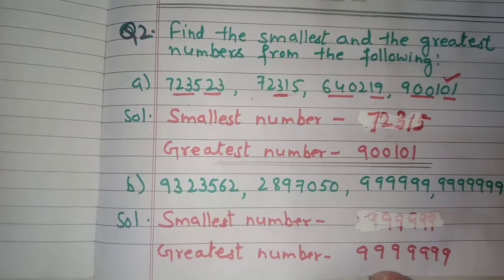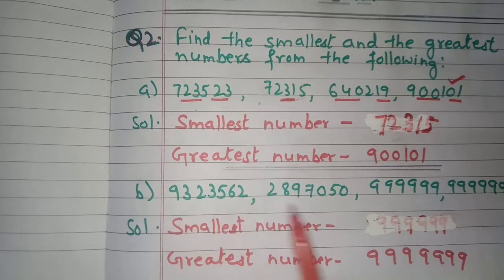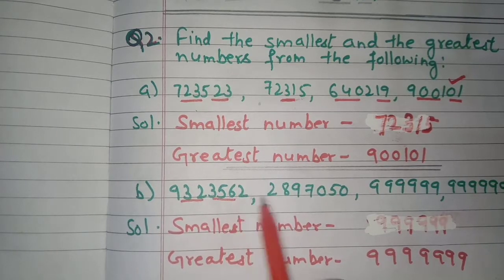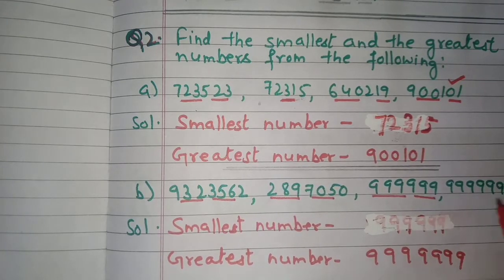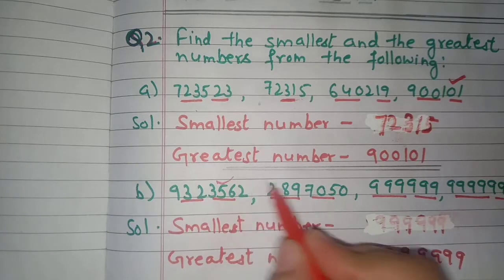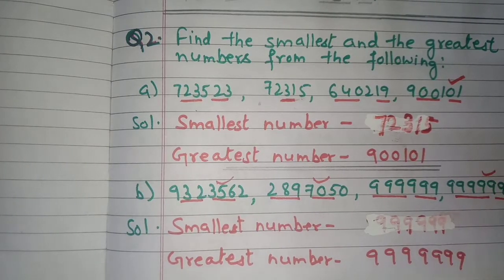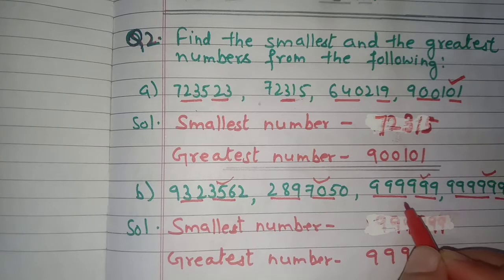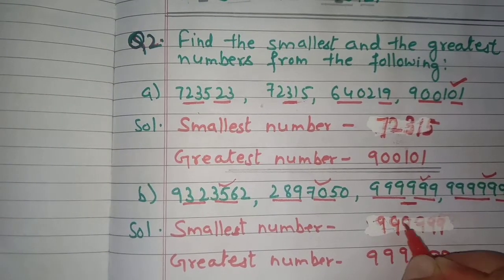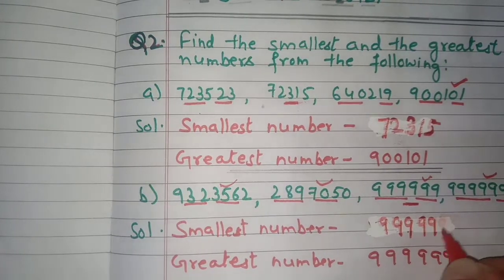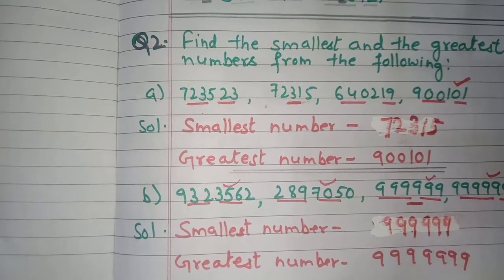Now next question. Here also we have 4 numbers. Now we have to first of all see the number of digits. So here we have 3 3 6 1 7, 3 3 6 and here 4 plus 3 7. So these numbers are having 7 digits and this one is having 6 digits. So this one is the smallest one, means 999 is the smallest number.